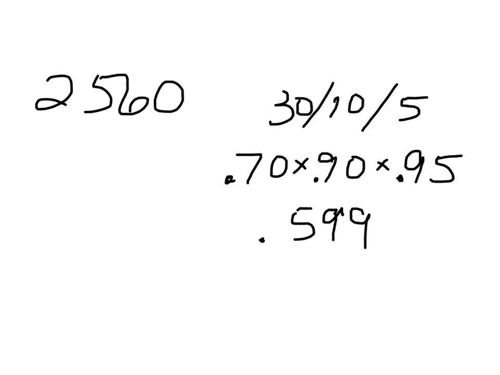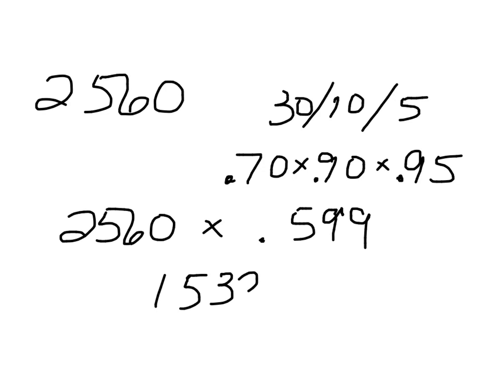Then for number 4, finding the net price, now I multiply that by how much the boat was. 2,560 times 0.599 is how much money? And 44 cents. Okay? That's 33 you said? Yeah. Okay.